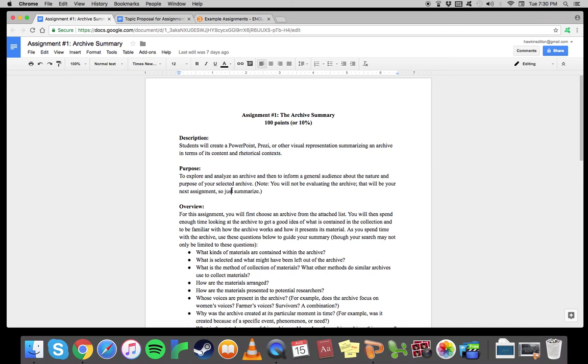So what is the purpose of this assignment? Well, the purpose is to explore and analyze an archive, and then to inform a general audience about the nature and purpose of the archive you have selected. You will not be evaluating an archive, so do not worry about passing judgment on it. Rather, you are just going to tell us what the archive is. The evaluation, the judgment of the archive, that's the next assignment. This is just a summary. Just tell us what is in the archive. What is the archive? What is in it?